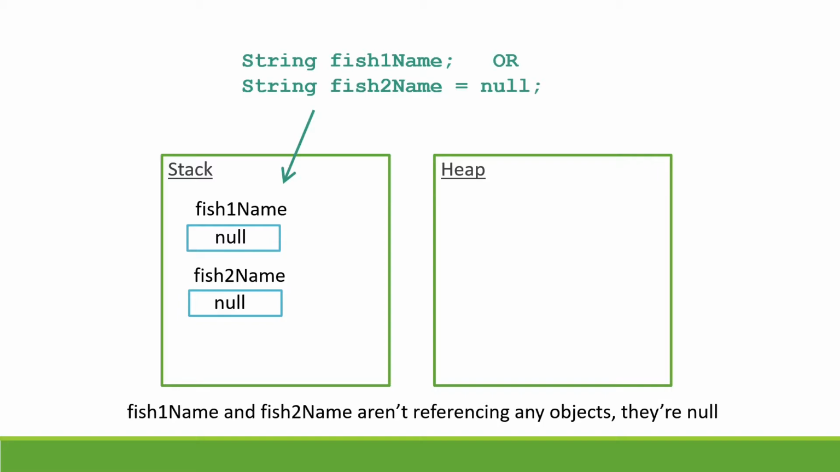So these statements only create the variables fish1name and fish2name in the stack. They don't create any objects at all in the heap. So both fish1name and fish2name are referencing nothing, or referencing null. No string object was ever created or constructed. The variables don't reference or point to anything in the heap. In other words, the variables point to null.